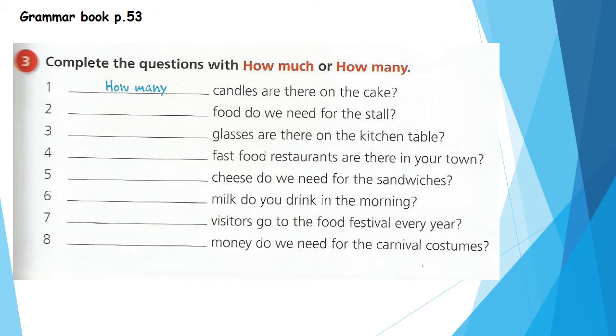Stall means a large table. Okay. Food. The word food is countable or uncountable? Yes, it is uncountable. We can't count food, so we'll say what? Super. How much?